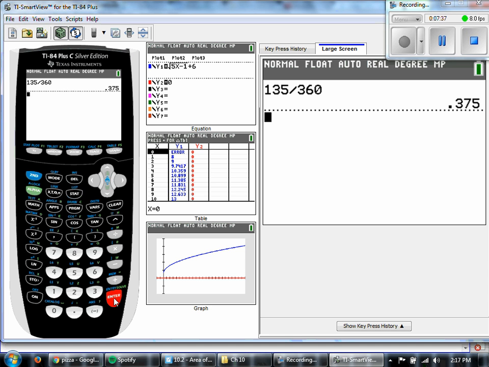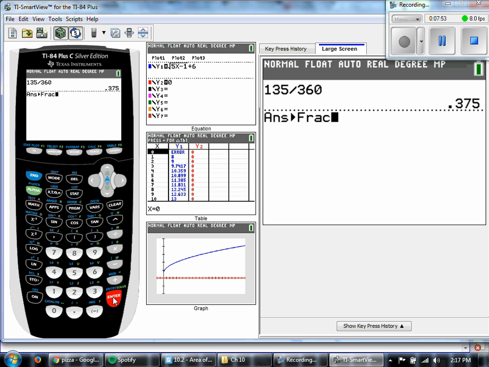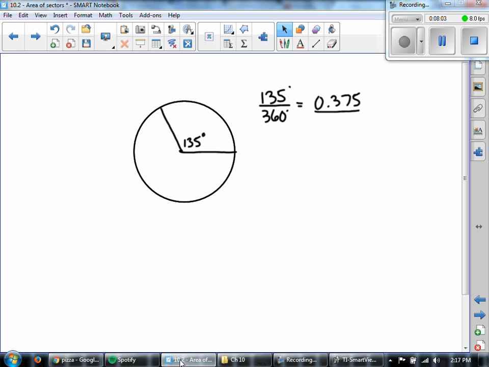What if I want to leave that as a fraction? Well, your calculator can help you. If you go to the math button, which is right below the green alpha button, and hit math, the first option here is arrow fraction. What that means is it's going to convert your answer to the lowest term fraction. So if I hit number 1 or enter, it says answer to a fraction. So I'm going to convert 0.375 to a fraction, and I get 3/8. Okay? So going back to the lesson here, 0.375 is the same as 3/8. Okay? There's one way your calculator can help you.